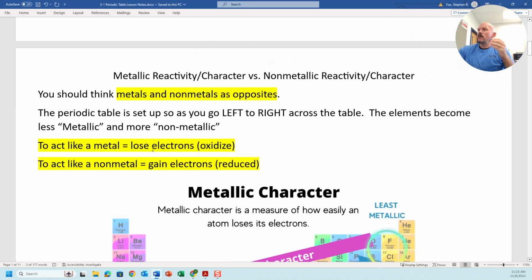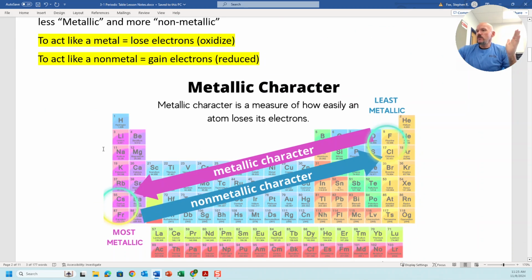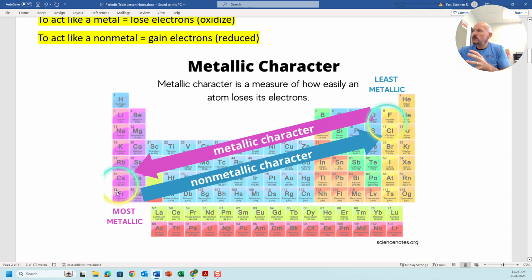And so when we talk about metallic character, as we go left to right across the periodic table, what we're going to notice is things that act more metallic are to the left side, and as we go from left to right across the periodic table, things transition from acting as metals to acting like non-metals. But it's not just straight across left to right. The trend for metallic character versus non-metallic character is on a diagonal. So the most metallic metal is francium, and the most non-metallic non-metal is fluorine.